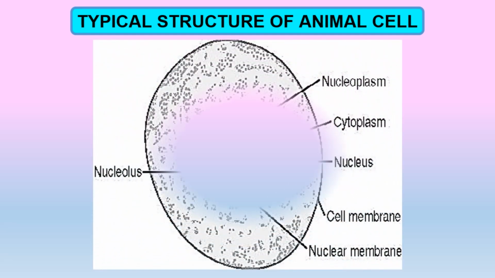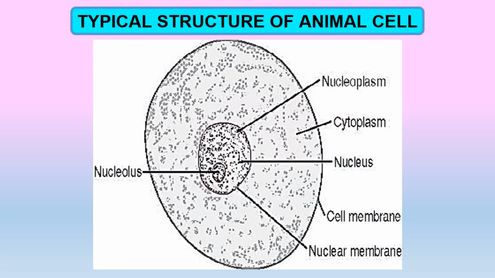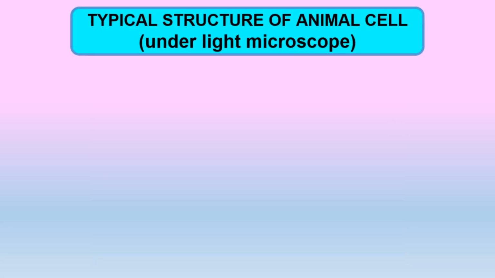Typical structure of an animal cell that is labeled with cytoplasm, nucleus, cell membrane, nuclear membrane, nucleolus, and nucleoplasm. This slide shows the typical structure of an animal cell as seen under a microscope.